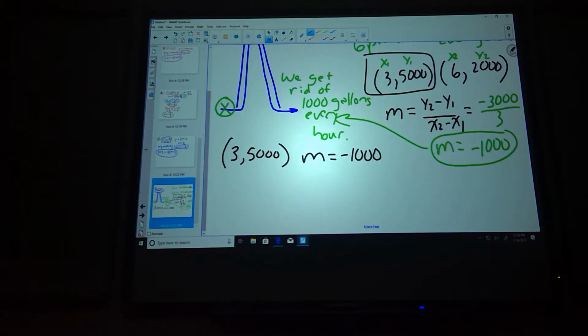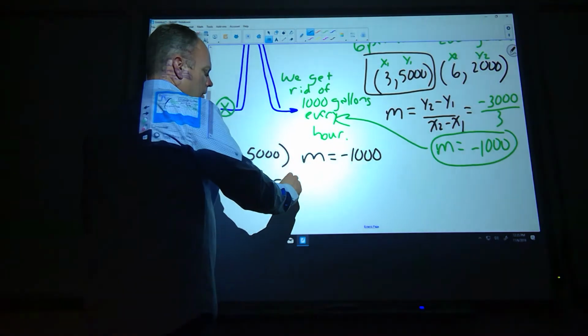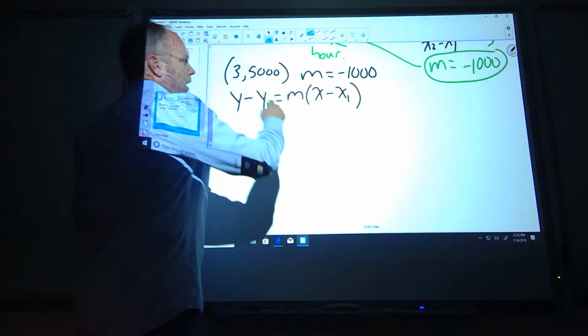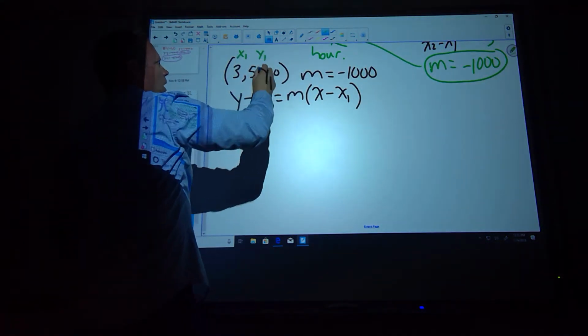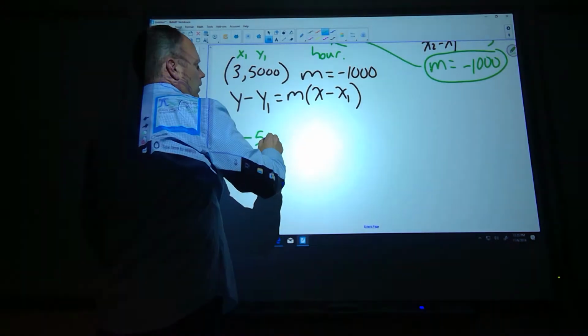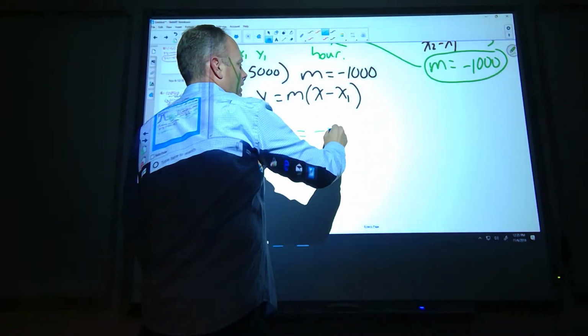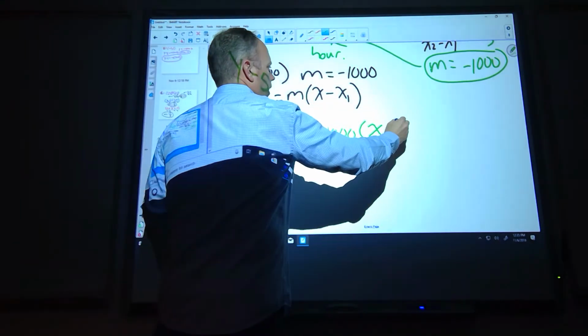So that's our information. We were able to develop that information from our problem. So now I want to figure out my equation. So I'm going to go y minus y1 equals m times x minus x1. Now if I just want to find the equation, I could probably stop with this equation. Things that I have to know is that's an x1 and that's a y1. Agree? So then I'm going to go y minus 5,000 equals my negative 1,000, right? And then x minus 3.